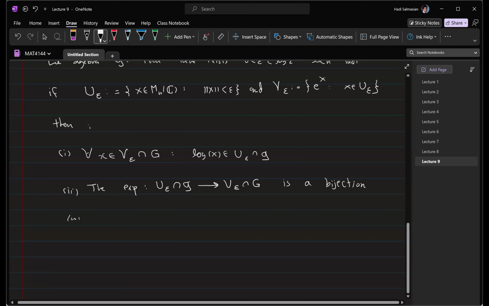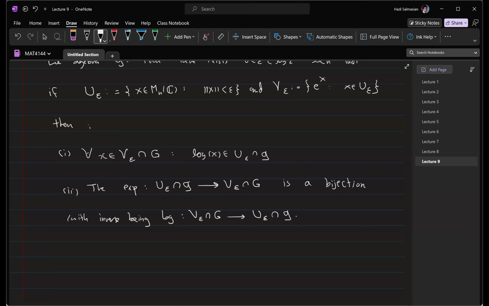With inverse being log that goes from V epsilon intersect G to U epsilon intersect G. It's a homeomorphism. It's because X is a differentiable map anyway. So when you restrict it to a submanifold, it will be locally a diffeomorphism. Not globally, but locally it will be a diffeomorphism.